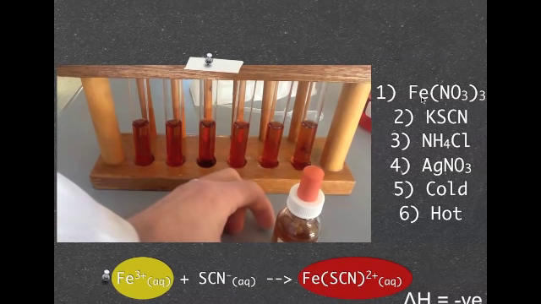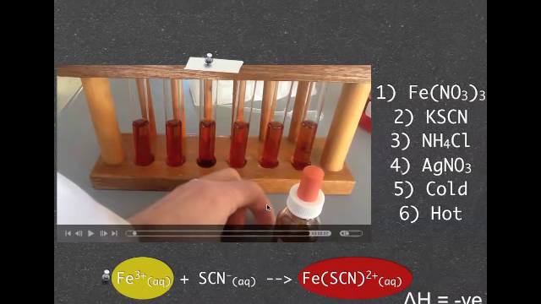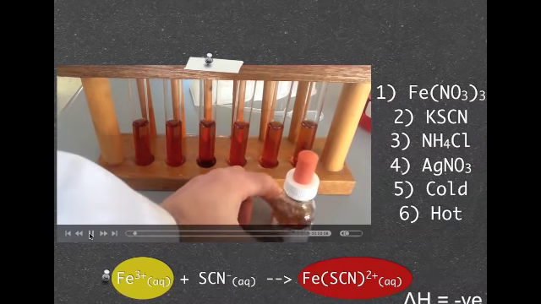Anyway, we're going to do 6 things to these test tubes. The first one is we're going to add iron nitrate. The second one is to add potassium thiocyanate or sodium thiocyanate. Not too sure which one we're actually adding because the bottles were labelled wrong, but we're adding some thiocyanate in there anyway. We're adding some ammonium chloride. We're adding some silver nitrate, and then we're going to treat them with hot and cold water to see what happens to this equilibrium and why these things happen. So we'll get started anyway.